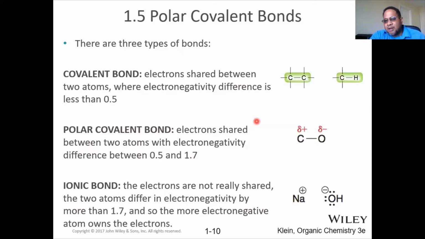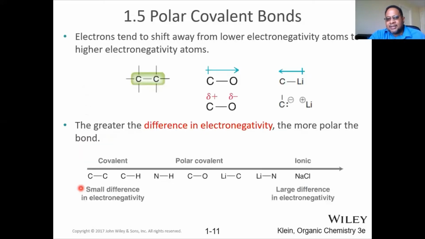If you remember the different types of bonding we discussed in general chemistry, you have your covalent bond, your polar covalent bond, and your ionic bond. How does electronegativity affect that? As the difference in electronegativity changes between the two atoms, like if you move from a carbon-carbon bond to a carbon-oxygen bond to a nitrogen-chlorine bond, as the difference in electronegativity increases, the bonding changes.